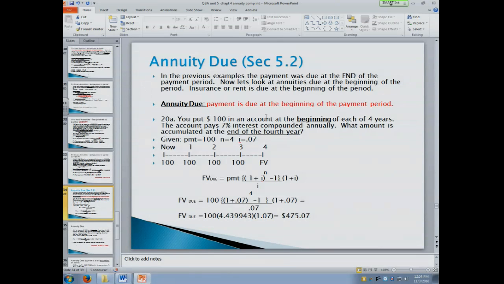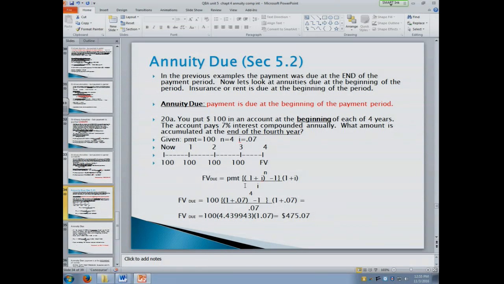You put $100 in an account at the beginning of each of 4 years. The account pays 7% compounded annually. What is accumulated at the end of the 4th year? So write a timeline here like I did. So now we're putting the money here at the beginning of the period, and then at the end of the 4th year, we want to know the future value. So I will note future value, and I put this "due" here because it's an annuity due.